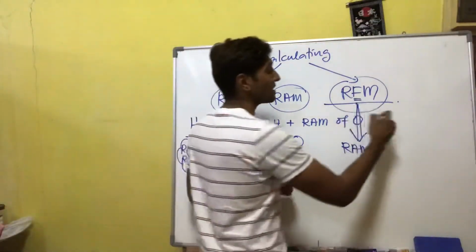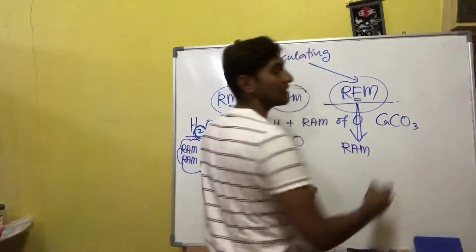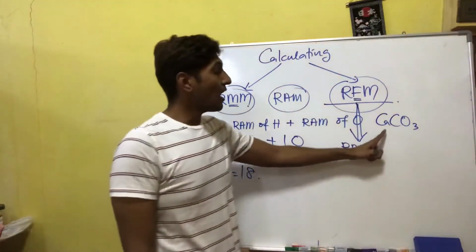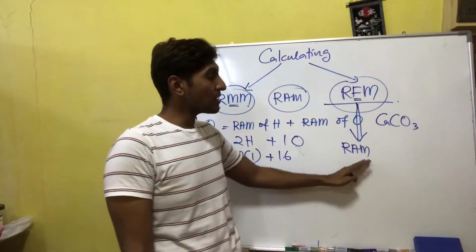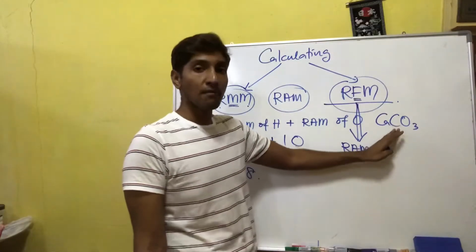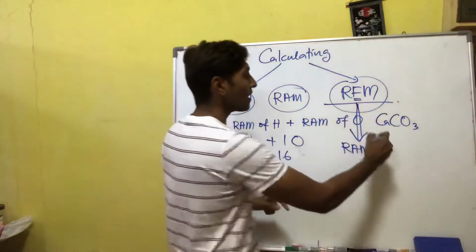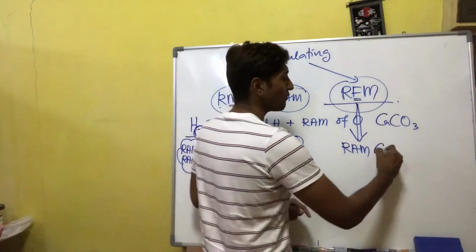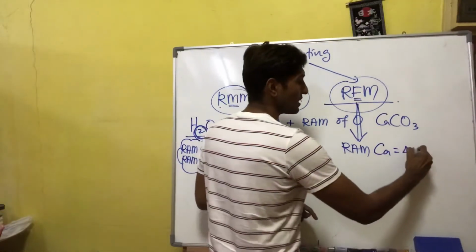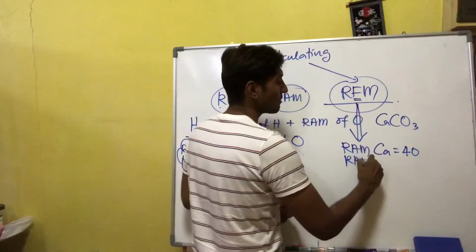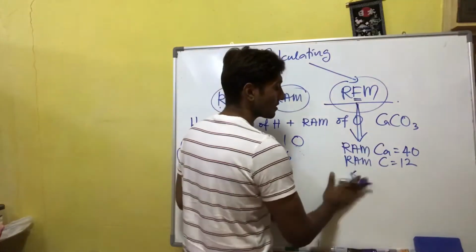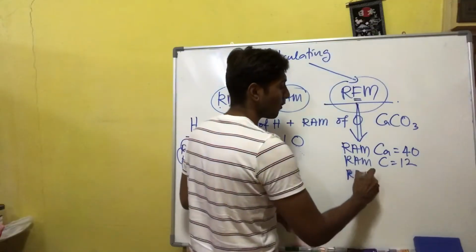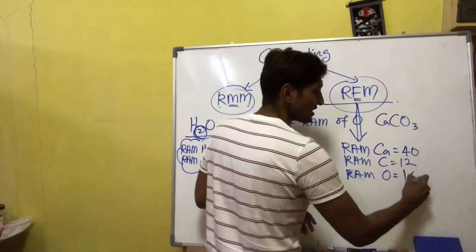So now, for example, it is calcium carbonate. You need to know the RAM, the relative atomic mass, of calcium, carbon, and oxygen. The relative atomic mass for calcium is 40. The relative atomic mass of carbon is 12. The relative atomic mass for oxygen is basically 16, right?